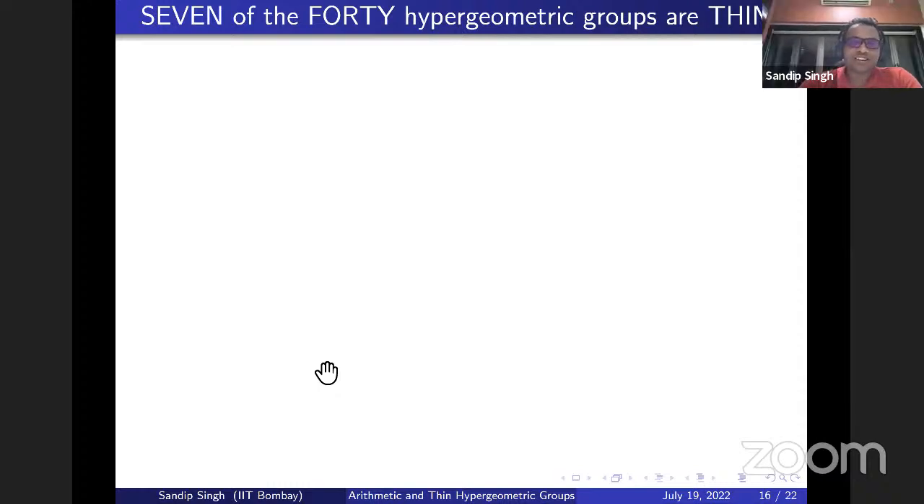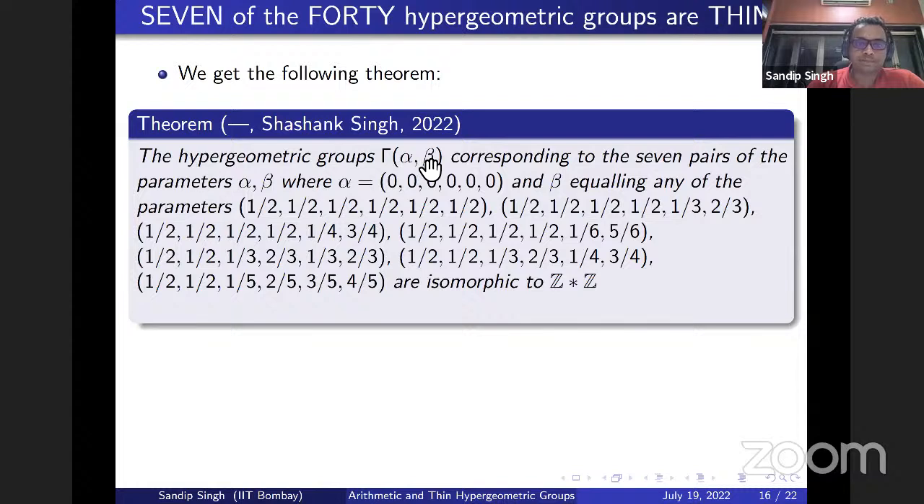Now we also get that 7 of the 40 hypergeometric groups are thin. Actually, 7 of the remaining 22 are thin. We are able to prove the thinness. So we get the following theorem: the hypergeometric group gamma alpha beta corresponding to the 7 pairs of parameters alpha, beta, where alpha is 0, 0, 0 and beta is any one of these 7 6-tuples, is isomorphic to Z star Z.